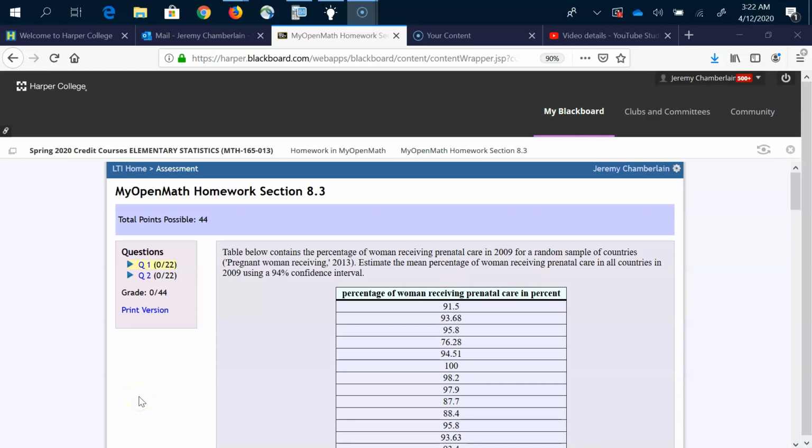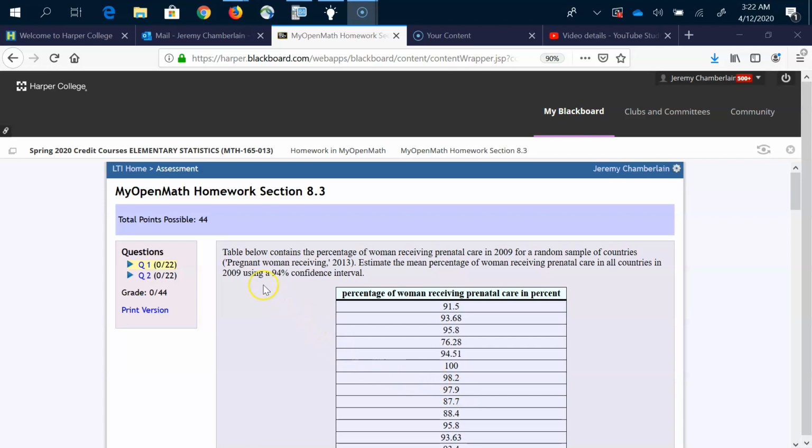Hello everyone, I'm here to talk about section 8.3 on the homework, and this is for finding a confidence interval for a mean, and this is question number 1. And I have a table here of what looks like quantitative information. This is the percentage of women receiving prenatal care, and so all of these are numerical values. And they're taking these percentages from a random sample of countries.